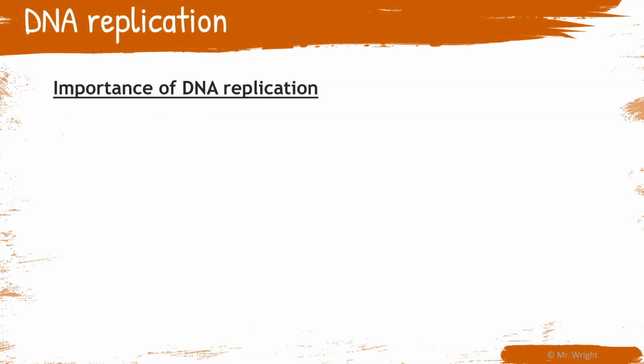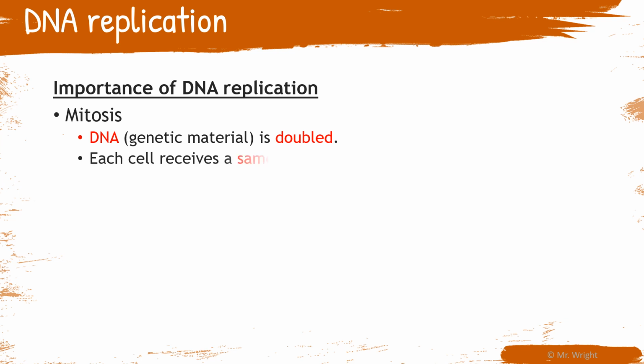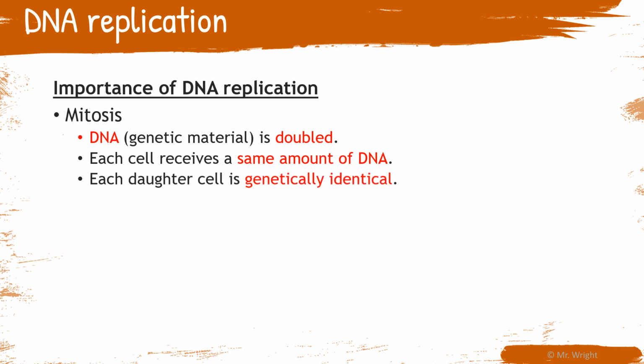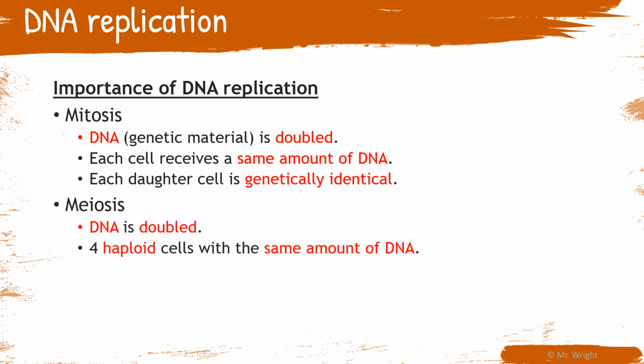So why is it important for DNA replication to take place? Well, as mentioned, DNA replication takes place in preparation for cell division to ensure that each cell has identical DNA to the original cell. In mitosis, DNA needs to be doubled to ensure that each cell receives the same amount of DNA as the original cell and that each daughter cell is genetically identical. For meiosis, DNA needs to be doubled to ensure that 4 haploid cells can be produced with the same amount of DNA, and that the genetic material is transferred from parent to offspring.